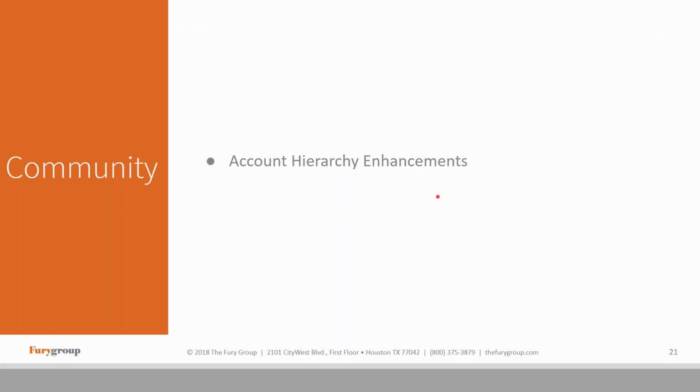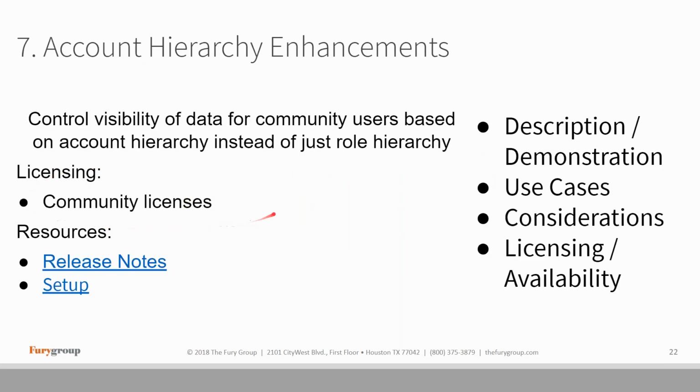All right, community. There's one item in communities that has actually come up with a lot of our clients who are community users. And obviously, this requires community licenses. If you have a community, meaning your customers, clients, partners, anybody like that has external access to certain subsets of your data that you have granted them, then there is a new enhancement to visibility and security, and it's account hierarchy enhancements.